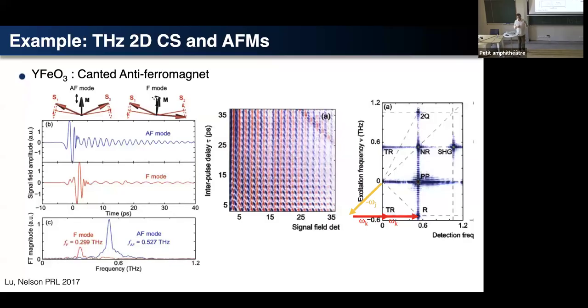In a metal, there's no echoes. And so this T1, the pump probe signal, is going to be the dominant response. And that's something that is proportional, as I will tell you about, to energy relaxation.